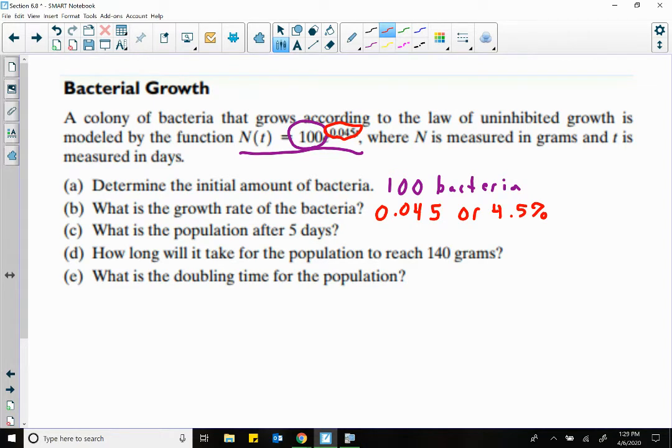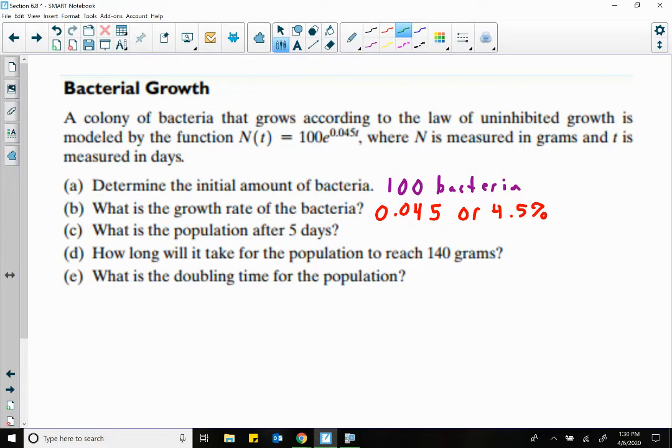Okay? So there's the first 2 questions. See, like I said, very, very easy. They're not trying to throw anything too difficult at you. Okay? So now, question C says, what is the population after 5 days? So all they're doing is telling you to take this 5 and put it in where T is, because T is measured in days. Okay?